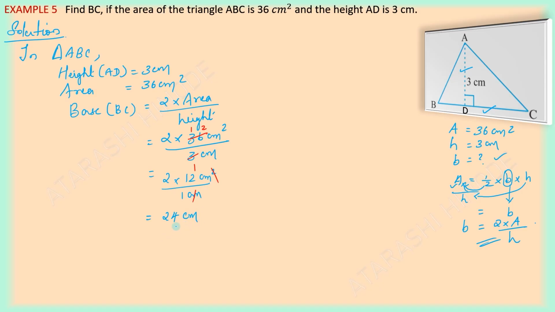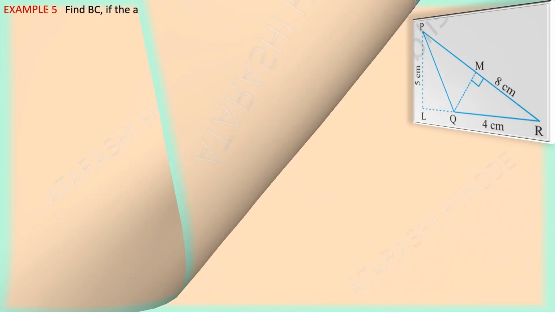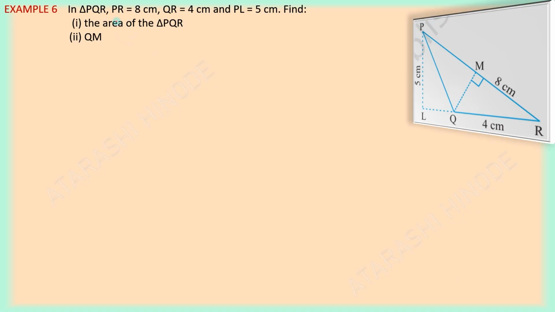So here the base BC of this triangle is 24 centimeters. The next example is in triangle PQR, PR equal to 8 centimeters, QR equal to 4 centimeters and PL equal to 5 centimeters. Find the area of the triangle PQR and QM. Here first we have to find the area of this triangle PQR. After that we have to find QM, that is length of QM.